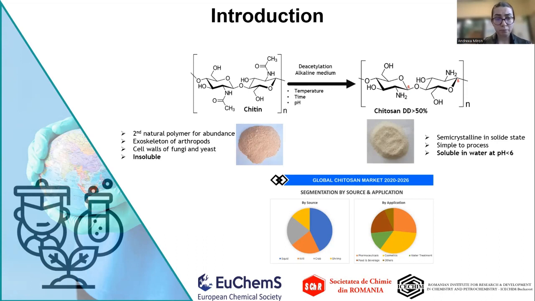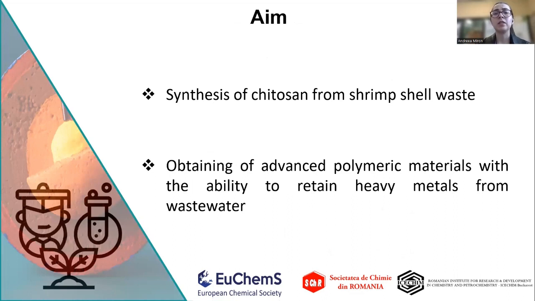And one of the properties of this material is insolubility in water and in organic solvents. From chitin, by the deacetylation process, we obtain chitosan, that is a semi-crystalline solid. It's one of the most used natural polymers in many fields, such as pharmaceutical, cosmetic, water treatment, and other fields. The aim of this study is the synthesis of chitosan from shrimp shell waste and obtaining an advanced polymeric material with the ability to retain heavy metals from wastewater.